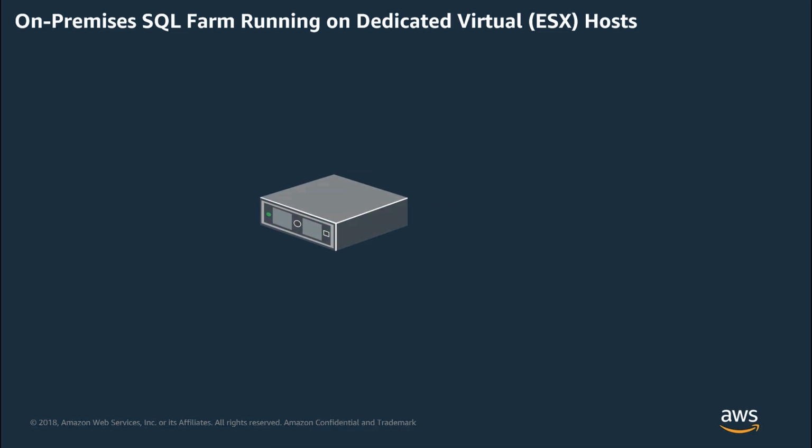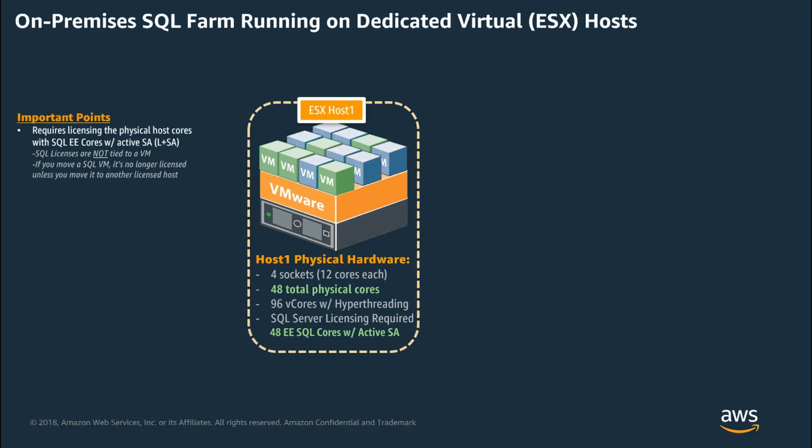To license SQL on a virtual host, you're going to license the physical cores on that environment. And so what you see represented here are a number of VMs that are running on top of this virtual host. The virtual host has 48 physical cores, and that is what we're licensing to get unlimited virtualization for SQL Server. So we don't necessarily have to worry about the editions of each of the SQL VMs. When you license the virtual host, you always use Enterprise Edition.